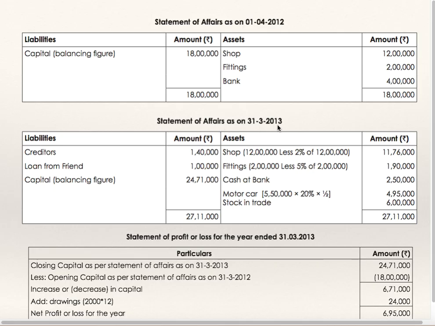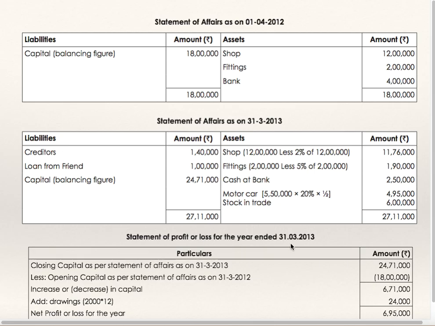Statement of affairs as on 31st March 13. Shop 12 lakhs minus depreciation 2%. Fittings 2 lakhs minus depreciation 5%. Cash at bank is given as 2,50,000. Motor car 5,50,000 minus depreciation for 6 months at 20%. Stock is given 6 lakhs. Creditors and loan from friend, these are liabilities. So closing capital balancing figure is 24 lakhs 71,000. Opening capital figure is 18 lakhs.